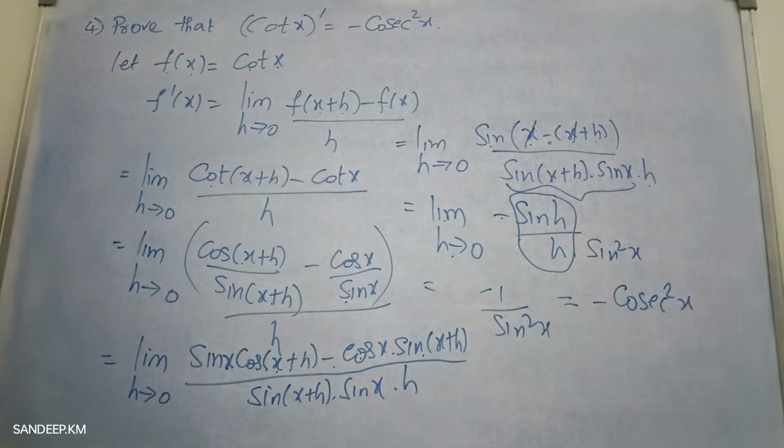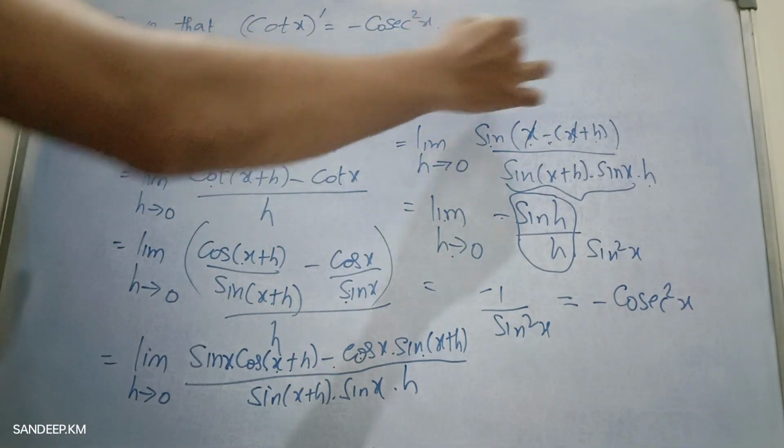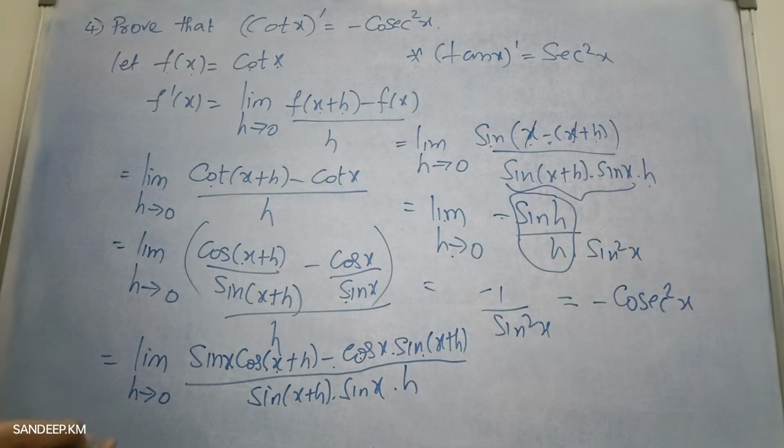Minus cosecant square x. Now can you prove that tan x derivative is secant square x? Can you do it? Same process itself. Tan x derivative is secant square x. You can do it. Okay. After this, let me explain the derivative of secant x.